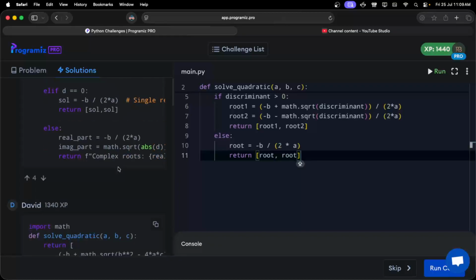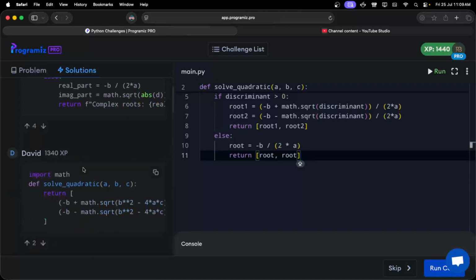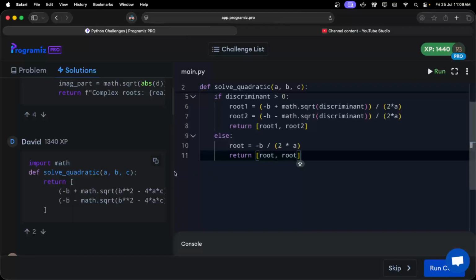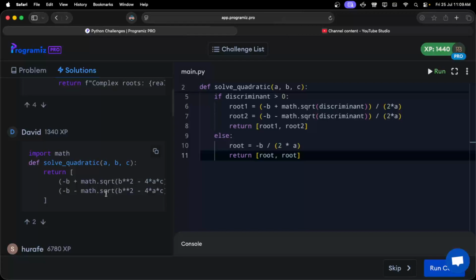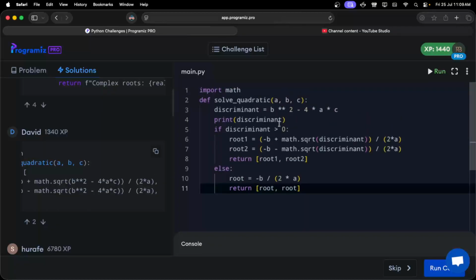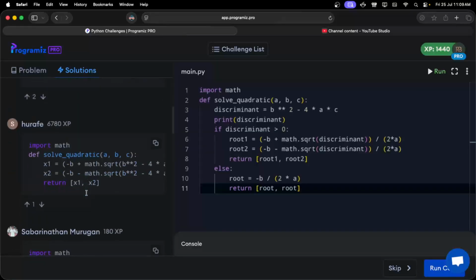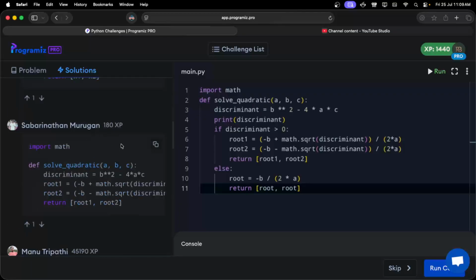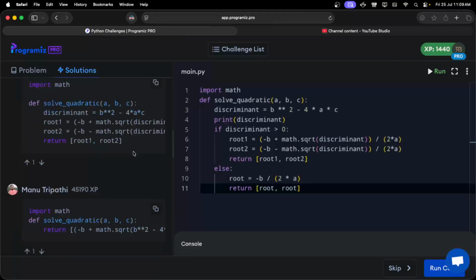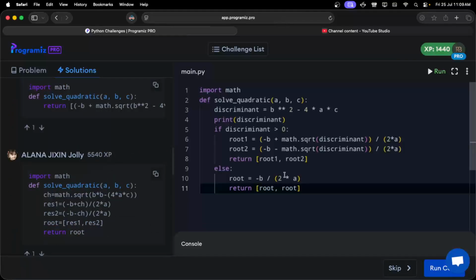Solutions. Okay, someone else is doing something similar. This guy is returning just the basic mathematics of it directly, right? So we could have done something similar as well, but we just did it a little bit different way. I think this is a better solution in my thinking. So that's how we can solve this kind of problem.